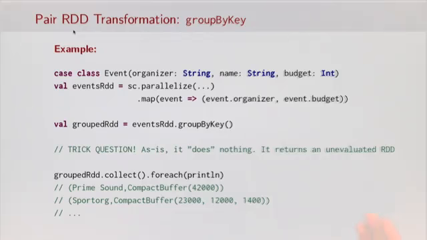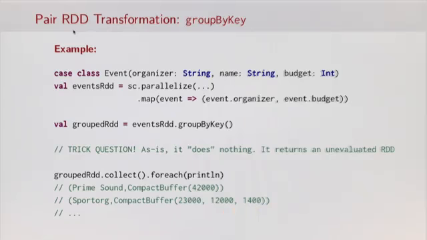But okay, if we called an action on it, in this case collect here, now we have an array that we've gotten back from our RDD, which forces that computation to take place. Then we can call foreach on that array and then println to just print the elements of the array returned by the collect to see what the result looks like. Assuming that we have a few events that have been organized by the same organizer, the result would look like this here. The organization Prime Sound, for example, has just one event with a budget of $42,000 or francs or whatever currency it's in, and then the other organization called Sport.org seems to be organizing 3 different events, each with budgets of $23,000 or francs, $12,000 of francs, and $1,400 of francs.